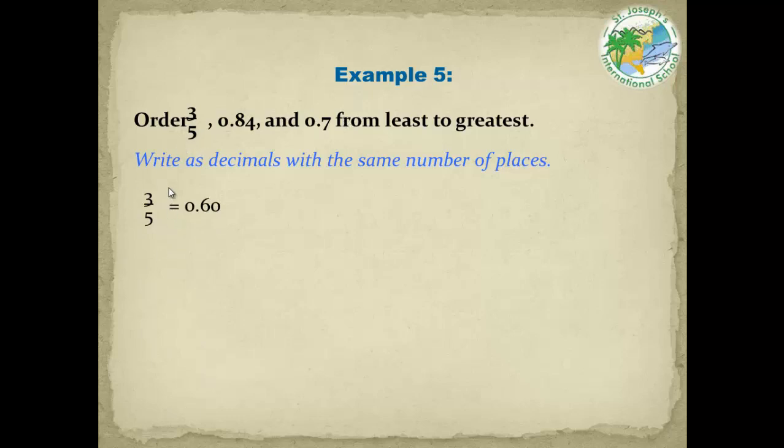3 over 5. If you want to change any fraction into a decimal, the denominator should be 10, 100, or 1000. Then, which number multiplied by 5 equals 10, 100 or 1000? Multiply by 2. By the property of fractions, if you multiply the denominator by 2, you should multiply the numerator by the same number, also by 2. 3 times 2 equals 6, 5 times 2 equals 10. 6 over 10 equals 0.6. But we write 0 to make equivalent the number of decimal places for each decimal number.